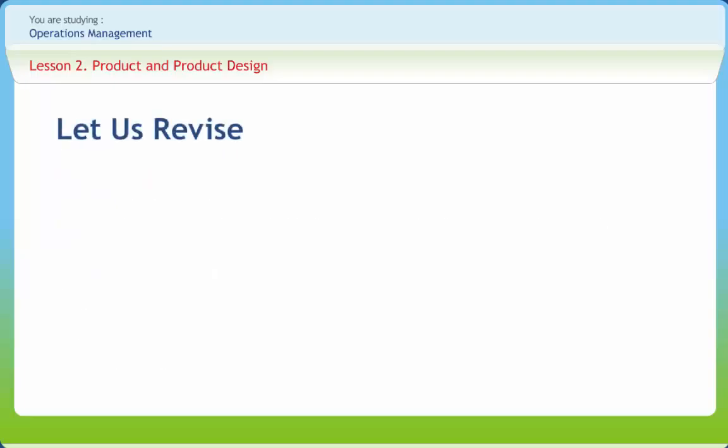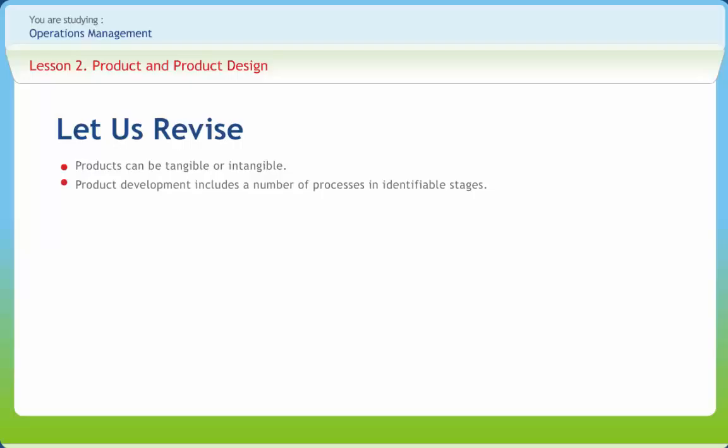Before we end, let us briefly revise what we have studied so far. Products can be tangible or intangible. Tangible products are called goods, while intangible products include services and contracts. These are collectively referred to as products. Product development includes a number of processes in identifiable stages. These are clarification of the task, concept generation, embodiment design, detailed engineering design, and physical evaluation.